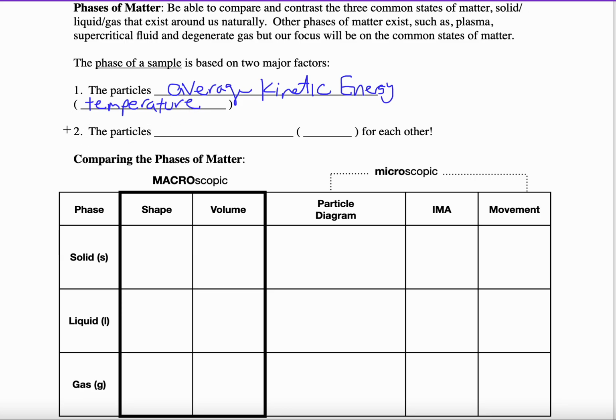The other factor, which will be a newer idea for us, is the particles' attraction for each other. So the particles' attraction, and I'm going to put the word strength. So how strongly are they attracted? Attraction strength. Now, in chemistry, later on in the year, we'll talk more and more about the particles' attractions for each other. It does have a fancy name, intermolecular attractions or intermolecular forces, so I simply will abbreviate it IMA. So their attraction strength for each other.